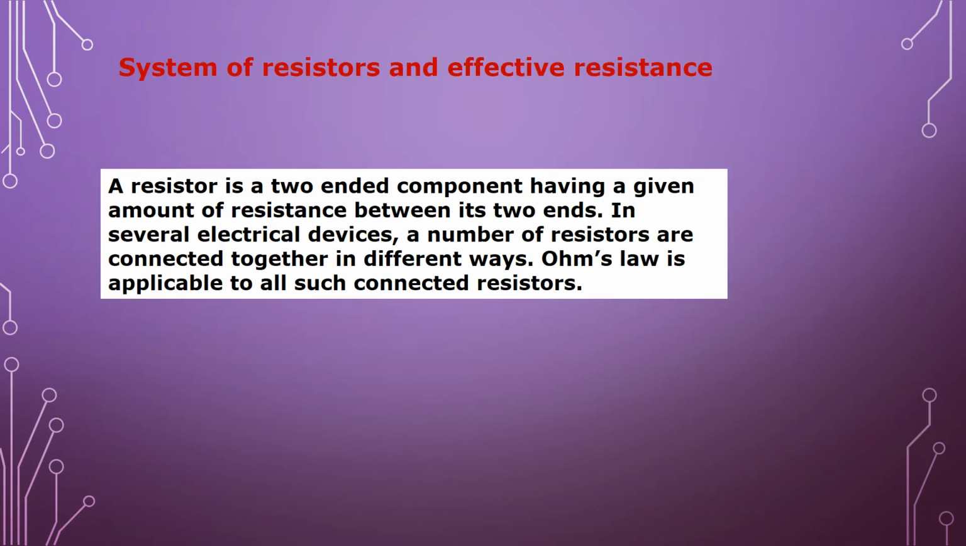Now let us see, children, system of resistors and effective resistance. A resistor is a two-ended component having a given amount of resistance between its two ends. In several electrical devices, a number of resistors are connected together in different ways. So Ohm's law is applicable to all such connected resistors.